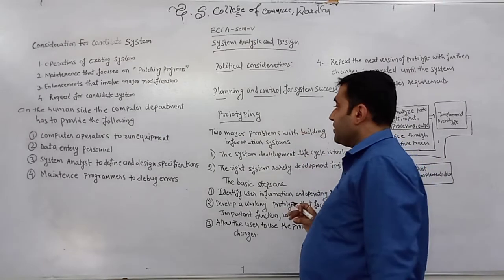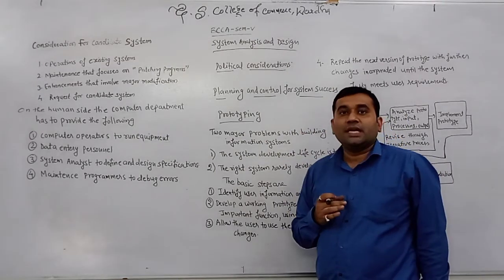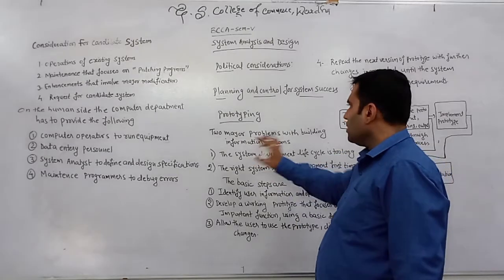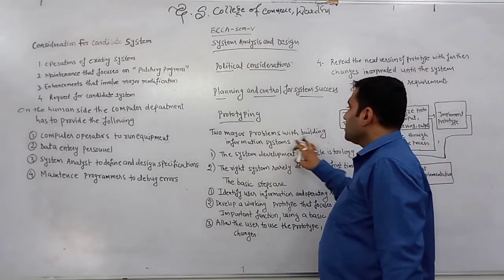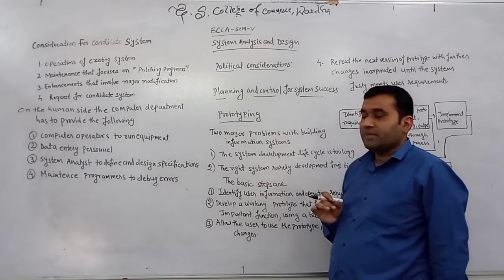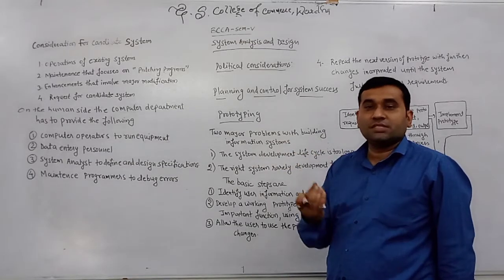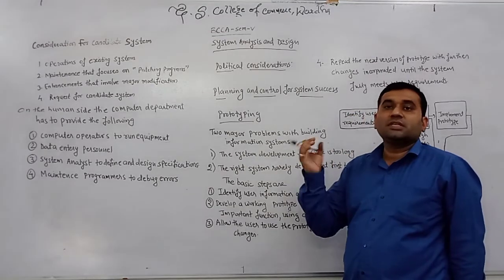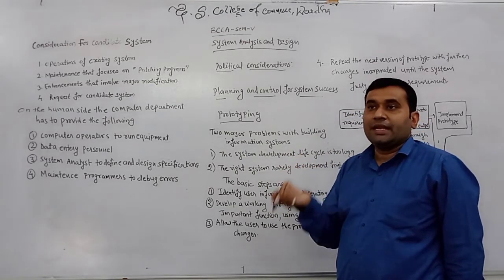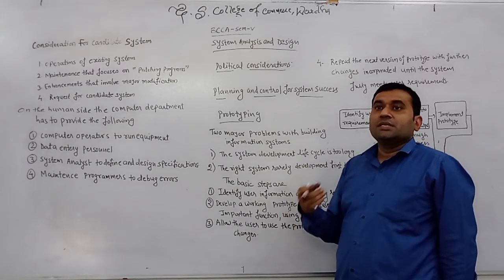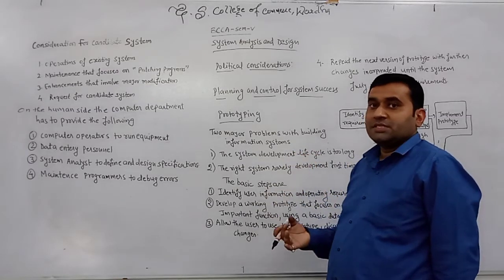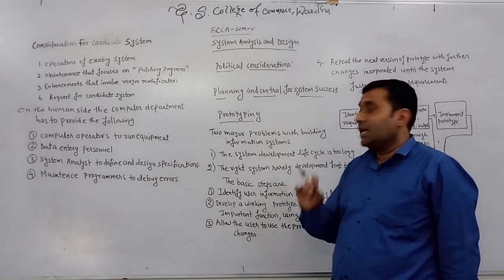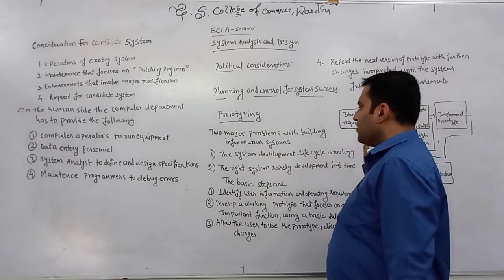Next is the prototype. The software development life cycle is very tedious and time consuming. The two major problems in building an information system, of any type, are that the system development life cycle is too long. First the requirements are decided, then analysis and feasibility study, then design, coding, testing, and implementation. This is a very time consuming process.